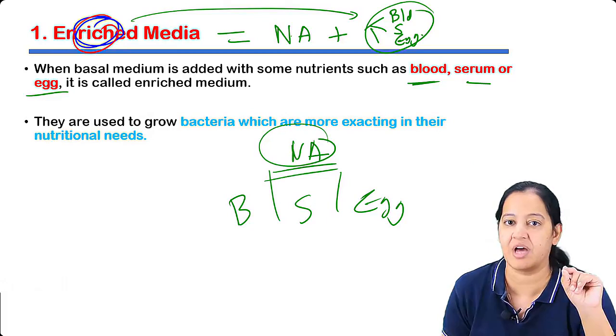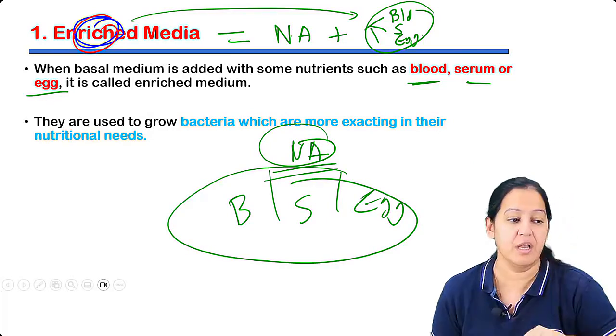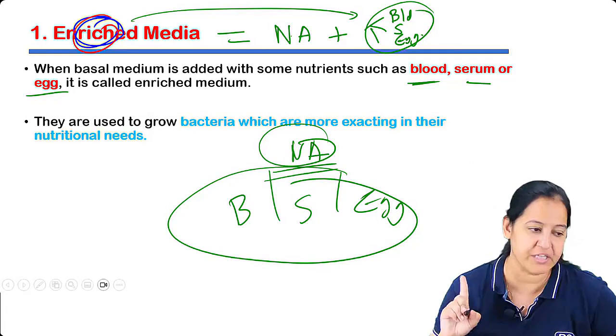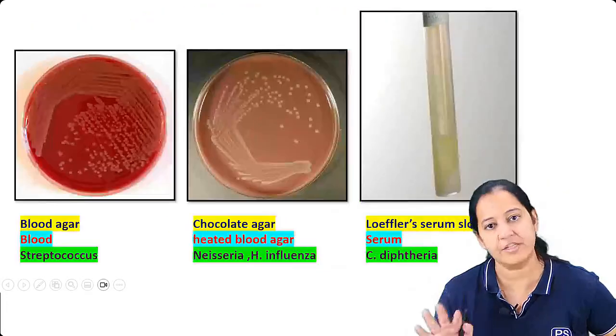They require the veg thali, but they say, give us something additional, one thing. Then only we will eat. Otherwise, we will not eat. We will not grow. This is enriched. So tell me the examples. You got the definition. Now tell me the examples.